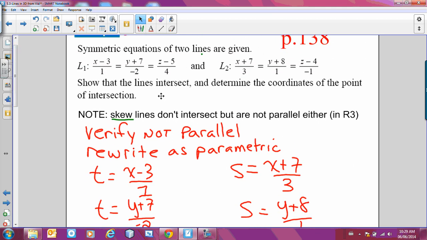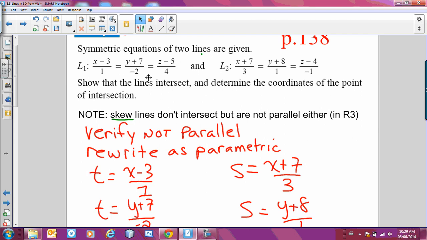So what's the process we're going to go through? First thing, check that the 2 lines are parallel is probably your best bet. There's not a lot of reason to go through the process of trying to find the point of intersection if in fact it doesn't exist, because it is a lengthy process.